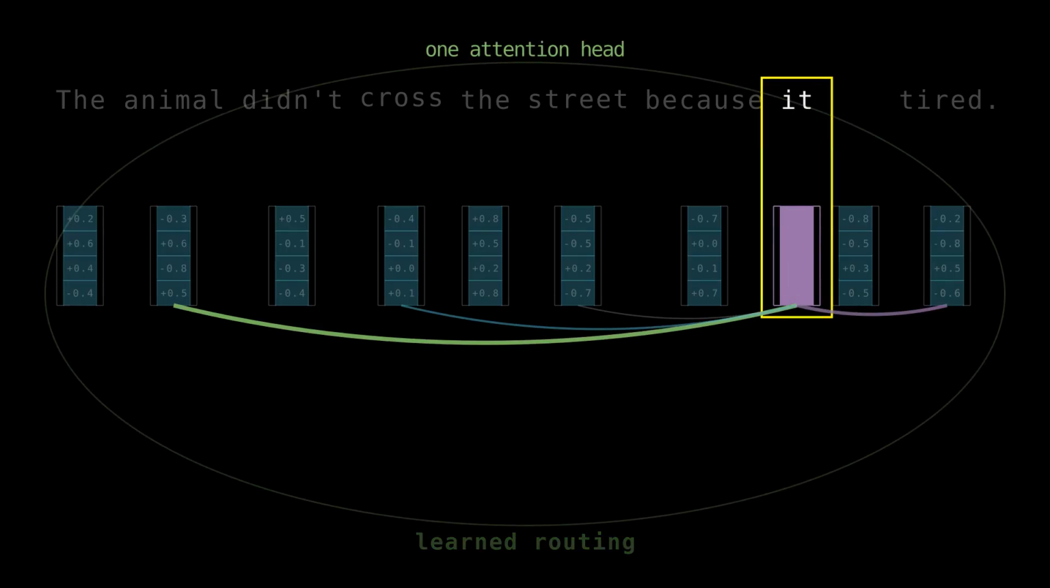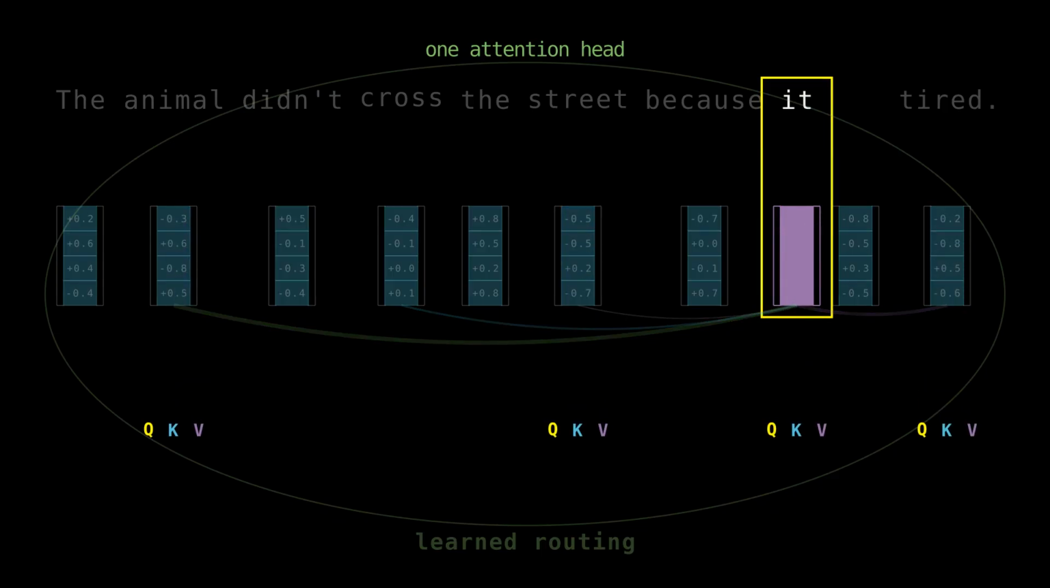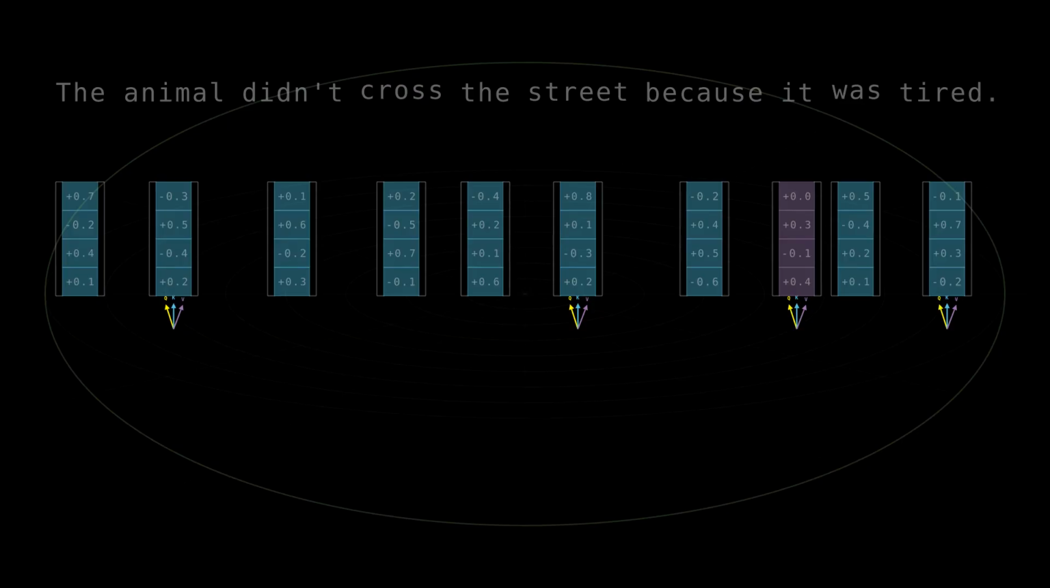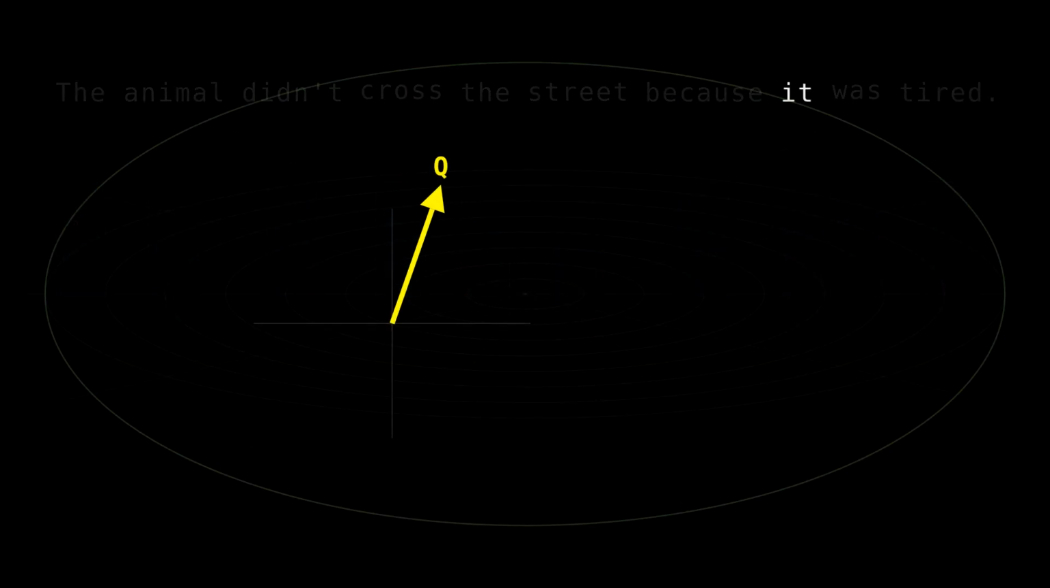For one pass through one attention head, the model turns every token state into three new vectors. They are called a query, a key, and a value. Those names are useful as long as we don't take them too literally. Start with the query. The query belongs to the token whose representation we are updating. For it, imagine the query as a learned request for relevant context, not an English question, a vector.